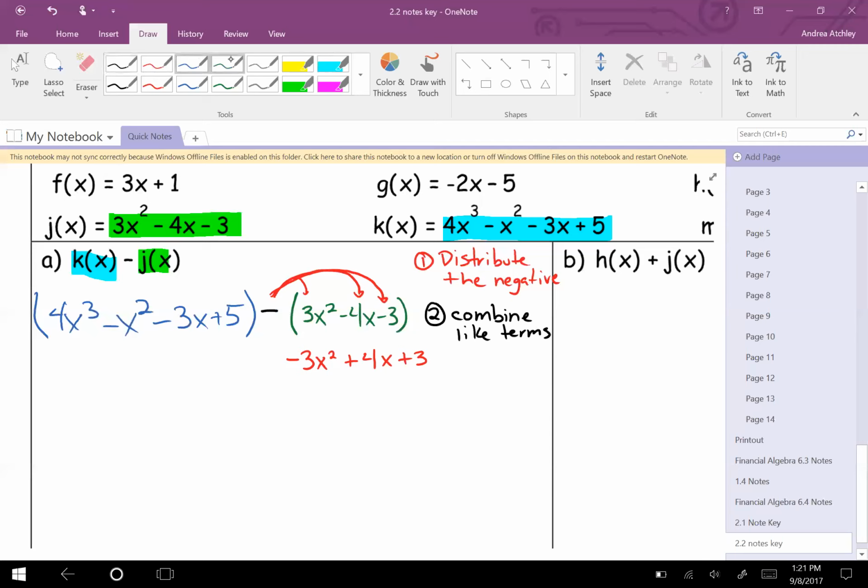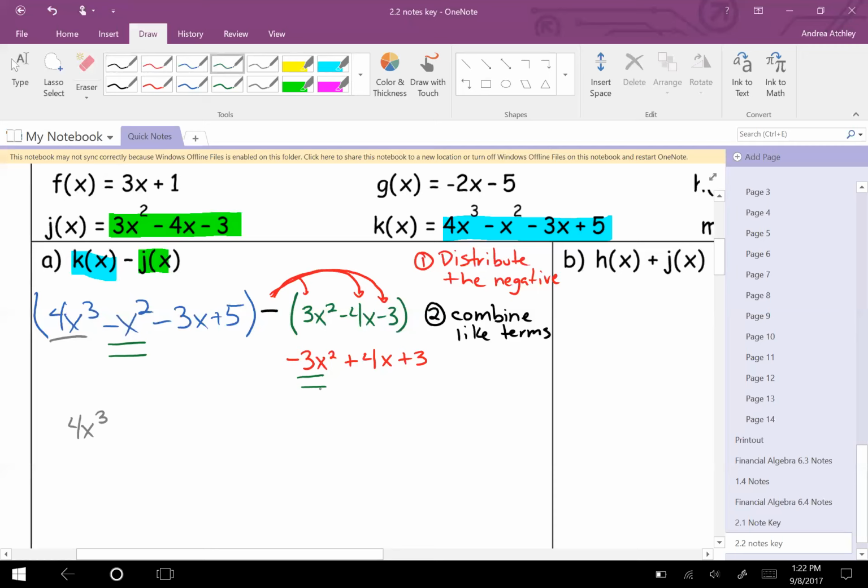So in this case, the 4x cubed, on the other polynomial, there is not an x cubed. So we just write it down, the 4x cubed. Then we go to the next biggest exponent, which is the negative x squared. We go to our second polynomial, and we have a negative 3x squared.